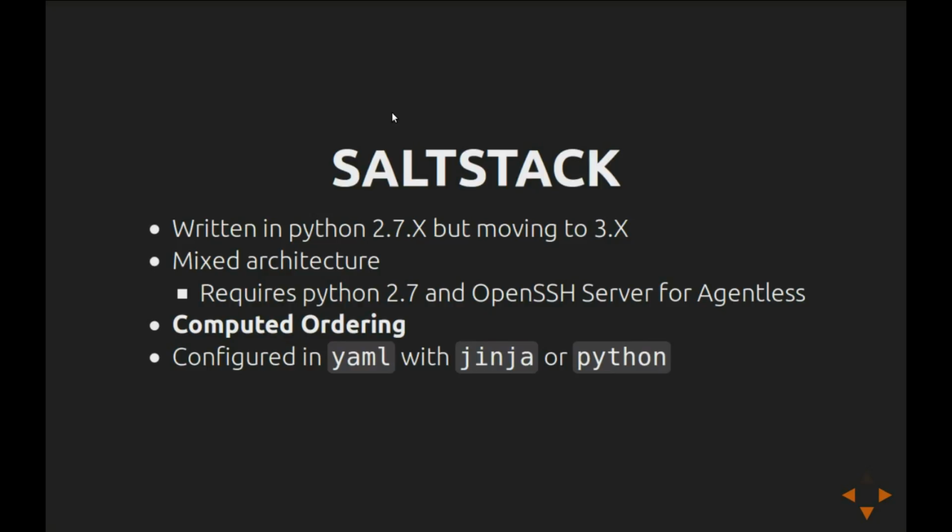Saltstack is written in Python 2.7.x, just like Ansible, and is also moving to 3.x. I would say compared to Ansible, they're a little farther behind in the transition to Python 3, but not by much. Saltstack, unlike Ansible, is what I'll call a mixed architecture. Saltstack provides two methods for running or provisioning nodes. There's a traditional master agent architecture that you can use, which is really, really fast, but you have to have installation privileges on the nodes that you're managing, which you might not always have.